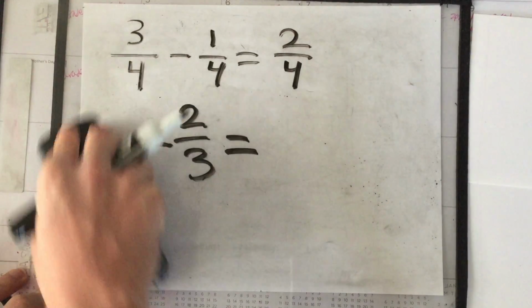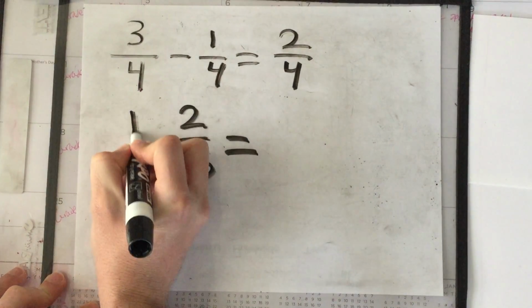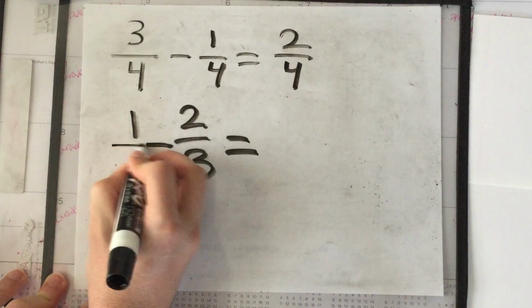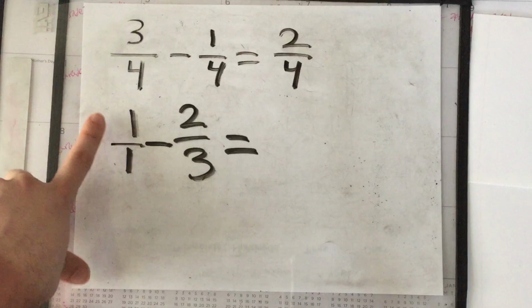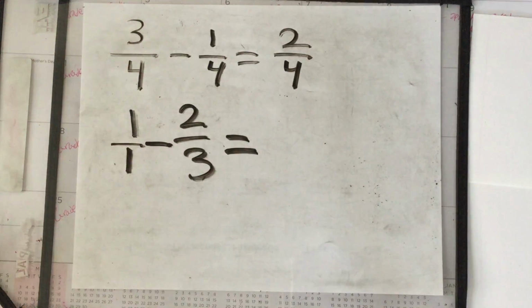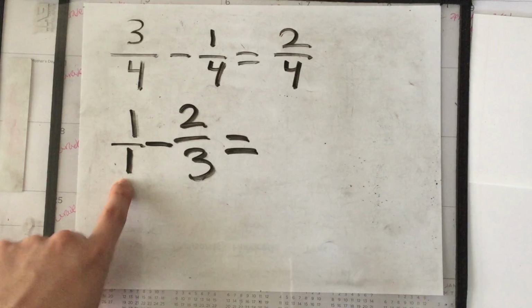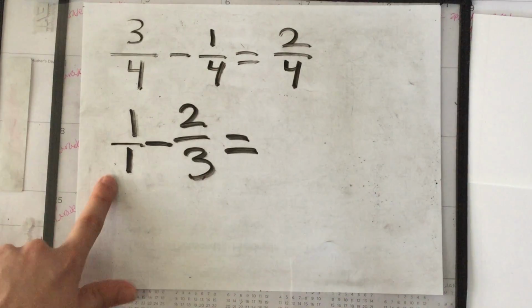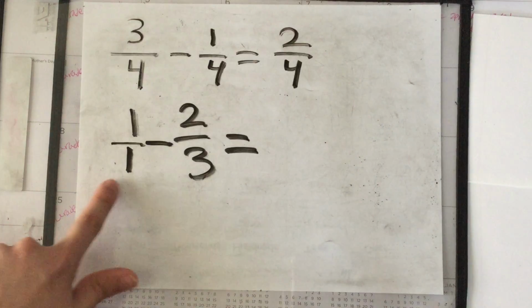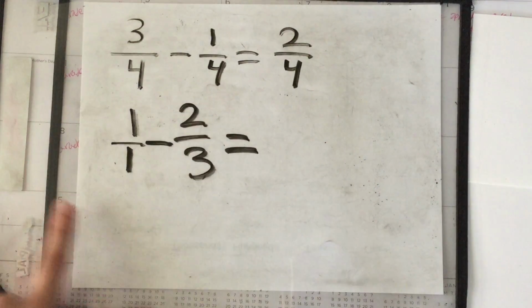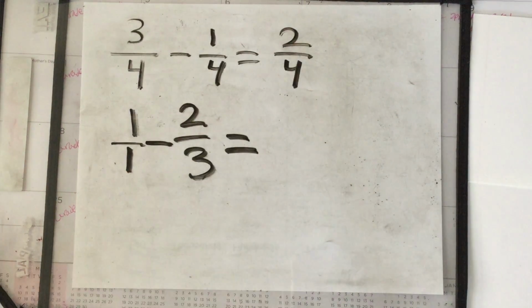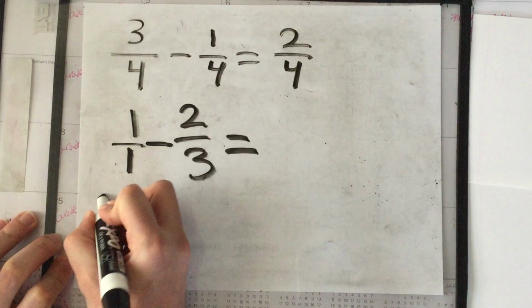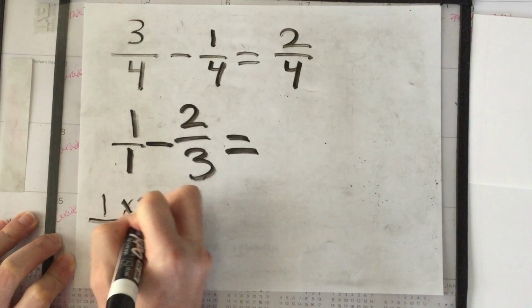So what I'm going to do here is I'm going to rewrite this so that I have a fraction here. So my whole number 1, all I have to do is put it over the number 1. And now I have a fraction. So they want me to do the number 1 minus 2/3. Well, look at my bottom numbers. They're not the same. I can't subtract them. So I need to make sure that this fraction over here has a 3 on the bottom. Well, to do that, I can multiply the top and the bottom by 3.